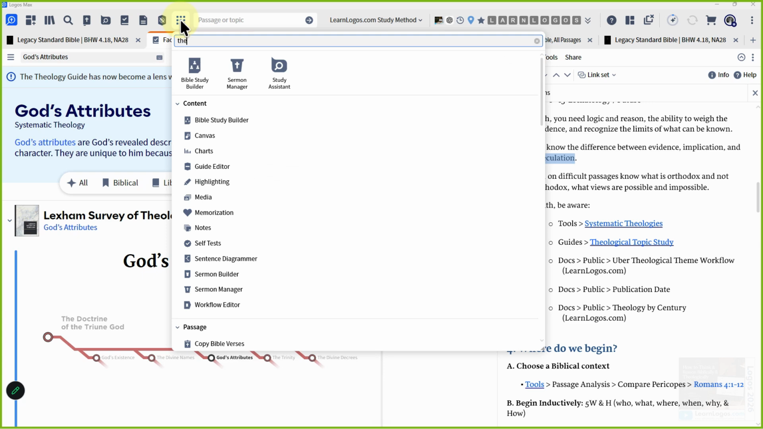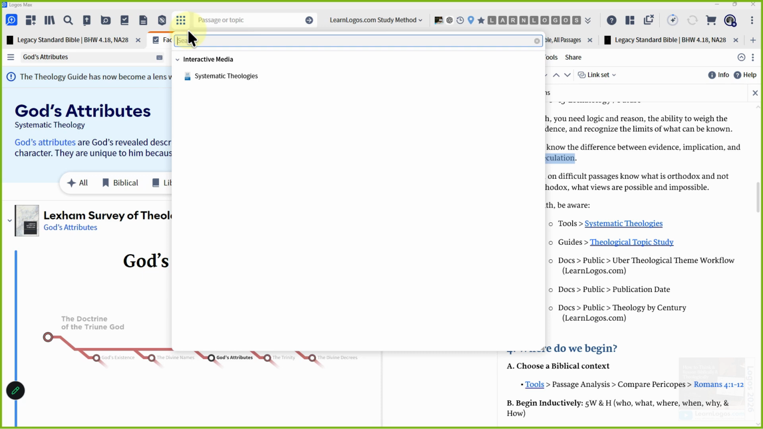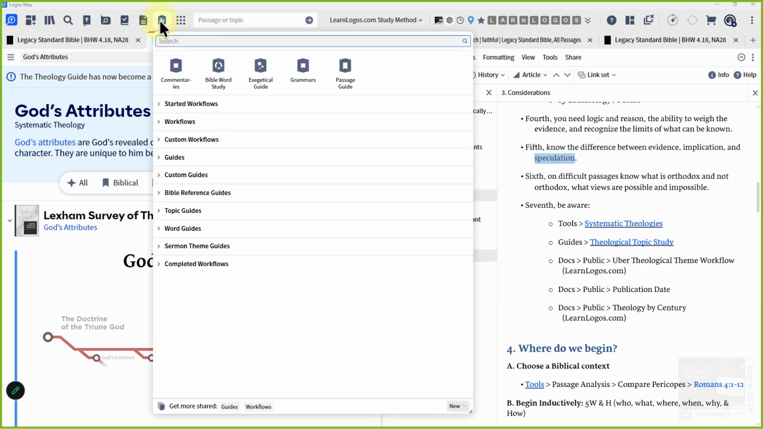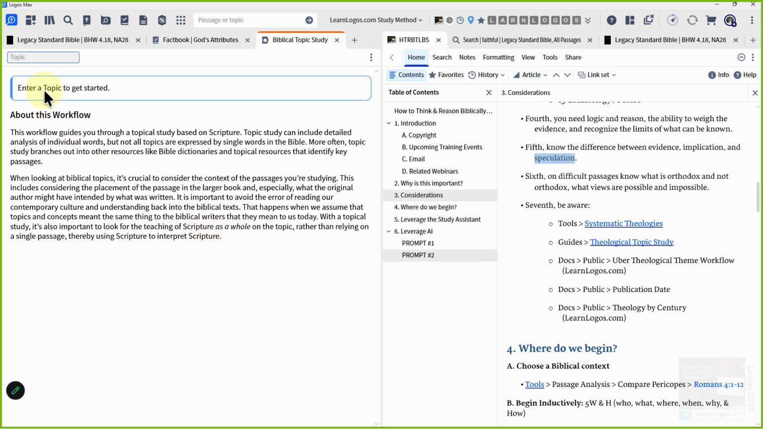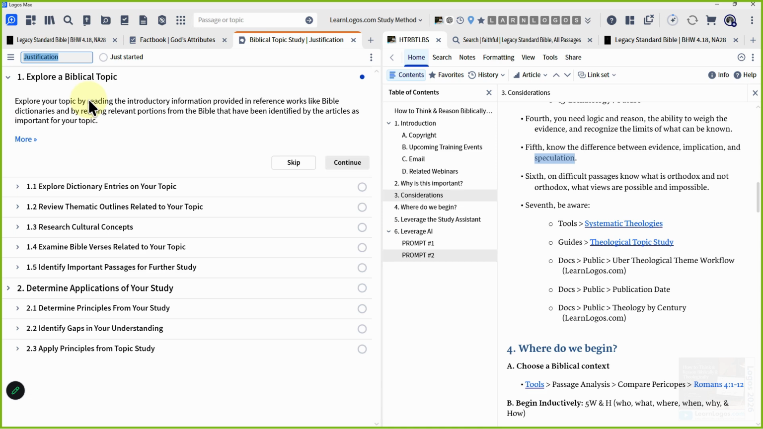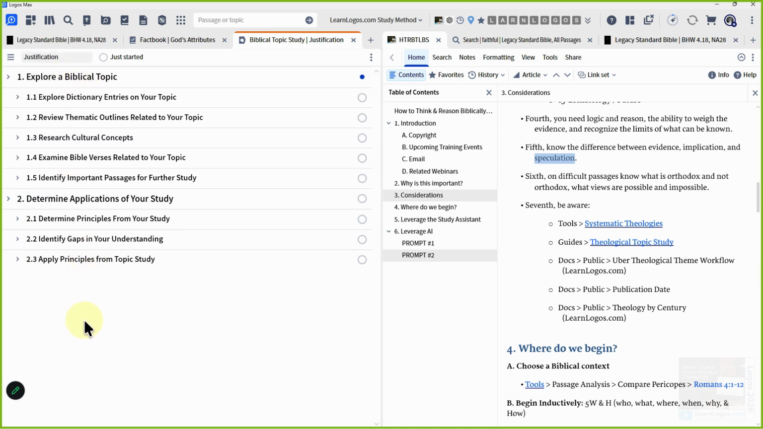But the one I really wanted was the Theological Guide topic. So let me type in topic, scroll down. All right. And we have biblical topical study and we have theological topical study. So I'm going to click on biblical topical study. And all we have to do is just type in a term. So we could type in, let's say, justification, press enter, and there we go. A little workflow here.